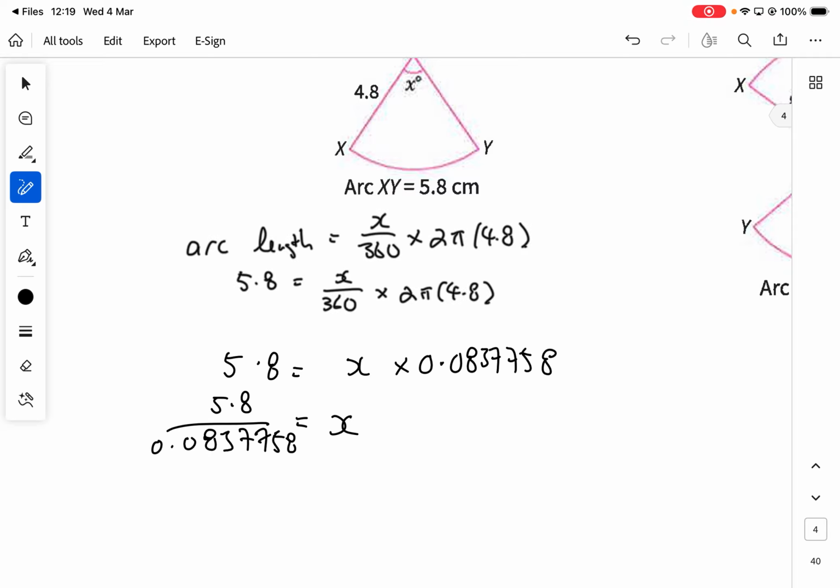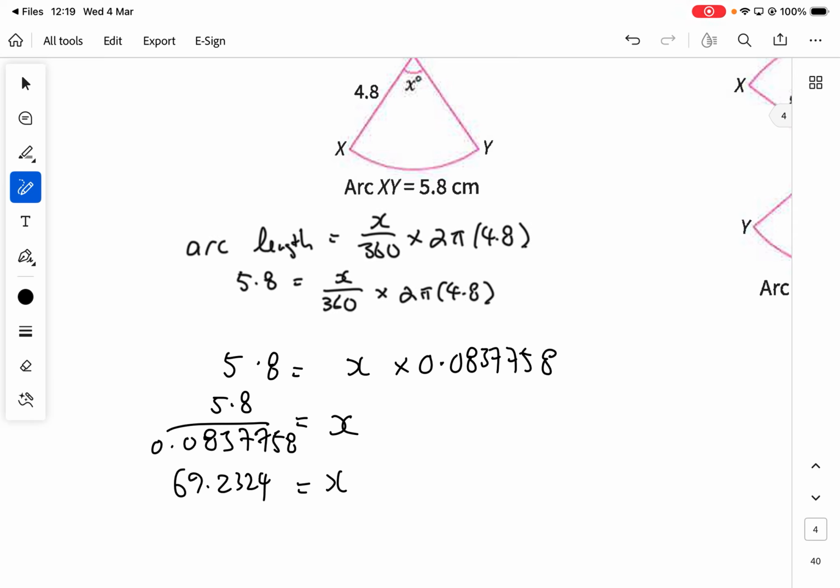Did you all get the same answer when you all do at home? Very good. Okay, so the same idea. They tell me this arc, major arc or the longer arc, XTY is 39.6. They want me to find this angle. So it's exactly the same working.